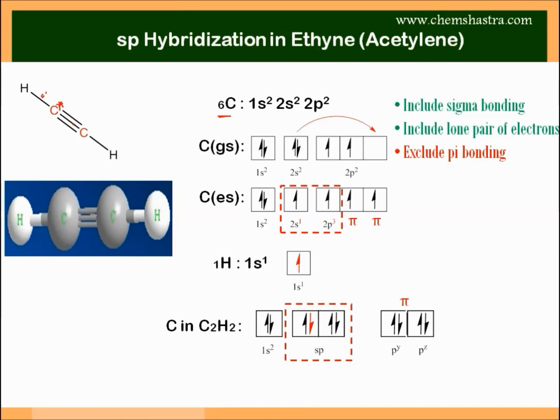You can keep any p orbital for pi bond formation. Your px, py, pz, all 3 p orbitals are degenerate, that means they have the same energy level. So you can mix any p orbital and keep away the other 2 p orbitals for pi bond formation.